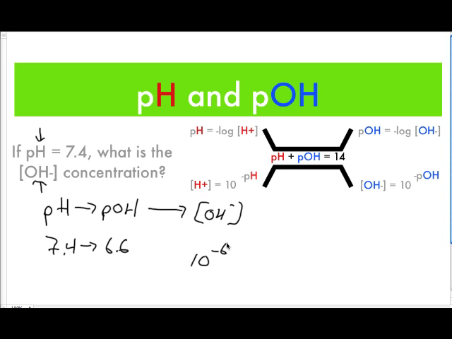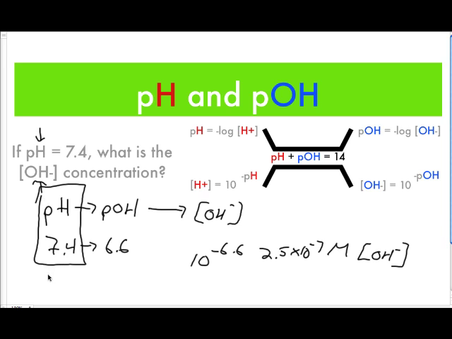So 10 to the negative pOH gives me 2.5 times 10 to the negative 7th molarity, and that is my hydroxide concentration, which is what we were looking for in the problem. Awesome. Now, with all of these, we've been asking, is it acidic, basic, or neutral? Wait, the pH is 7.4. This is an easy one. That's greater than 7. pH, that's the one that tells us. Yes. pH greater than 7. This solution is basic.